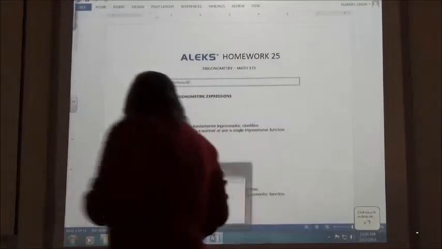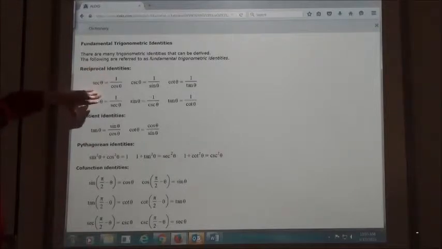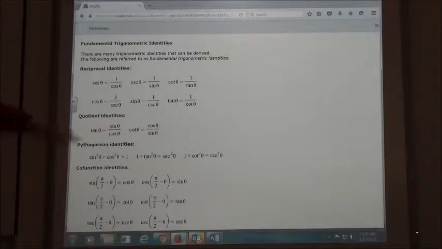So again, if I look back over here at my fundamental identities, most of the time you're going to change them with your reciprocal identity or with your quotient identity, depending on what you have here.